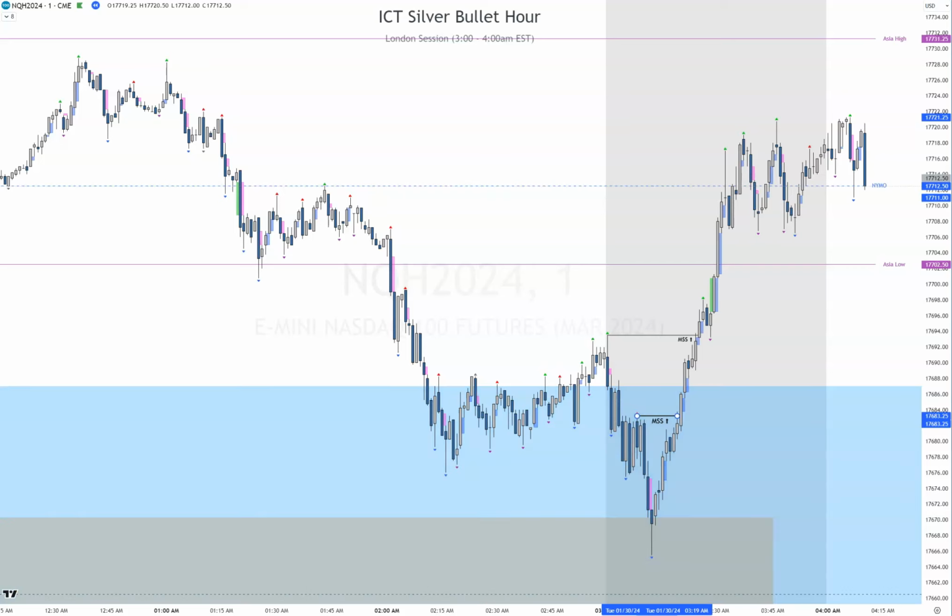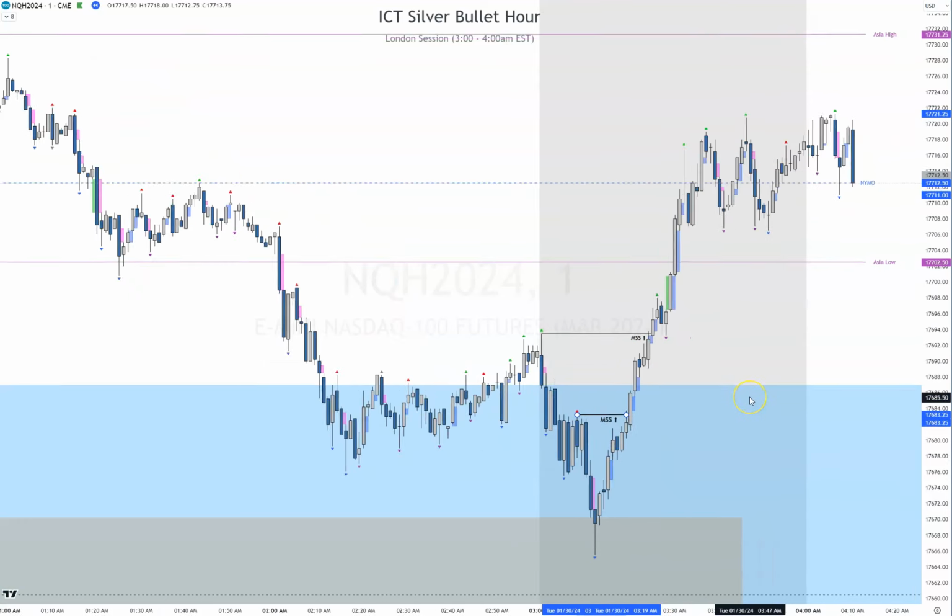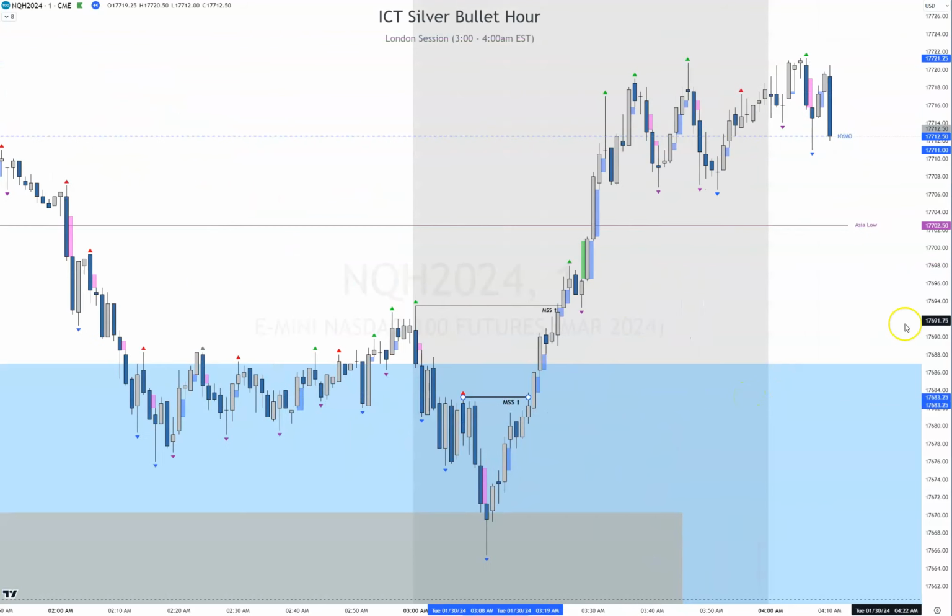Oh, there's a 1 hour fair value gap. Just add that on there. All right, so what else do we see here? Obviously, this is showing us the fair value gaps in blue here that we have, and then the pink are the bearish fair value gaps. Let me zoom in here a little bit.